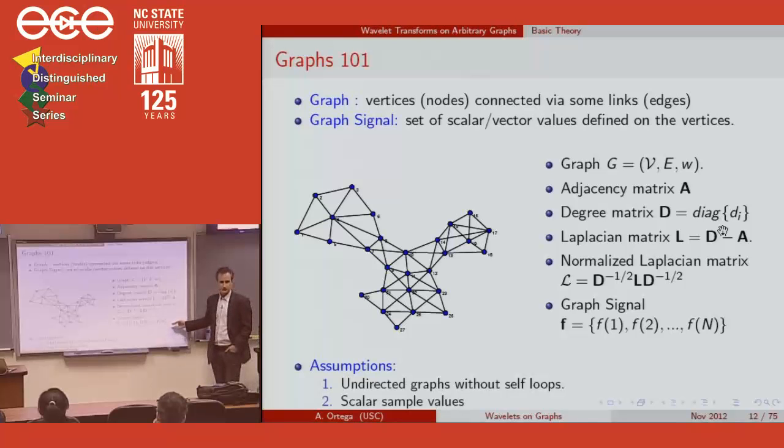And we define a graph signal. And again, the graph signal for our purposes here is a scalar, and it's basically one scalar associated to each point in the graph. Okay?